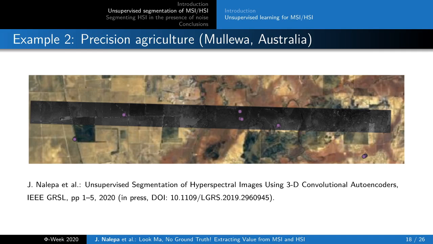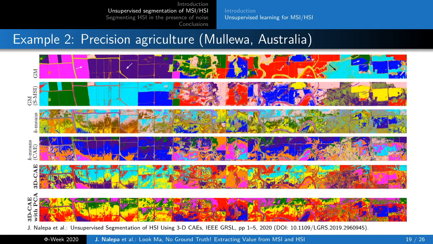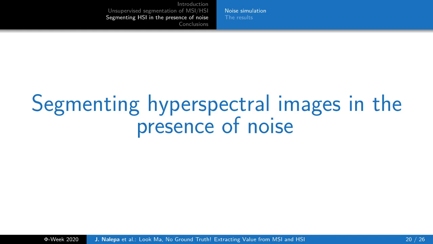Another example is from precision agriculture. We have a scene captured in Australia, and we have a very limited number of ground truth points, but still we can segment the image, and we can try to understand what was happening in the points where we do have some ground truth data. We can also try to find the similar regions in other parts of the image to better understand what is being captured, what is actually happening in this part of the image.